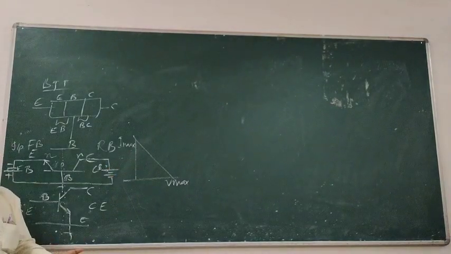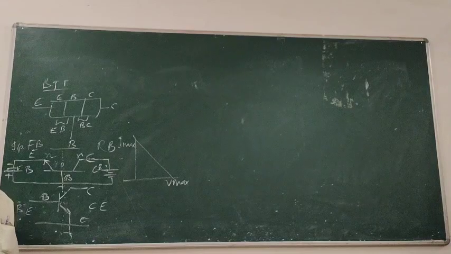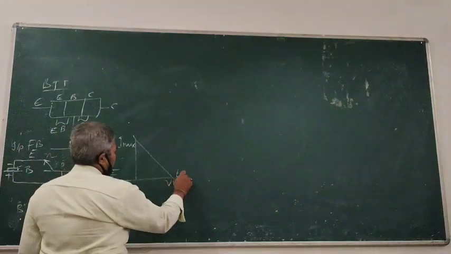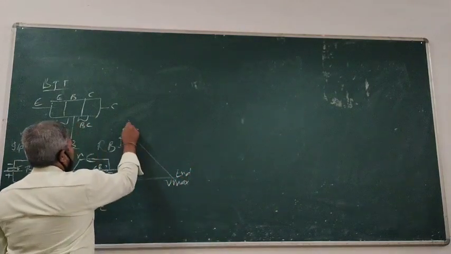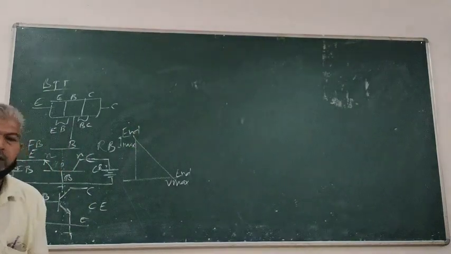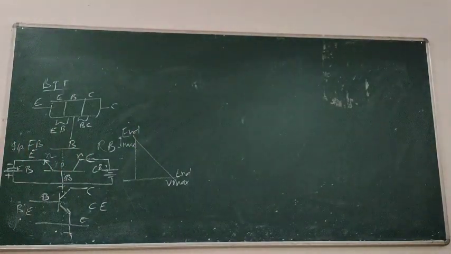There are so many ways to say this, not one or two. These are called end points. Questions are asked in the examination for 1 or 2 marks: write the end points of a transistor.